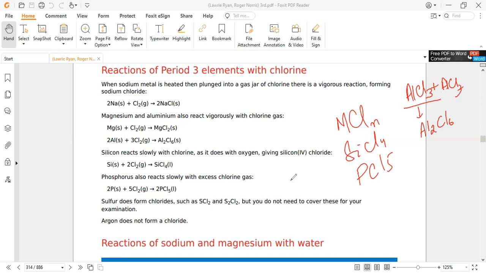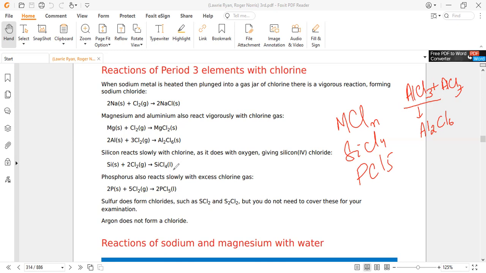The chlorides of the metals sodium, magnesium, aluminum, and also silicon are all solid at room temperature, likely a white solid. But phosphorus is a non-metal. Silicon is considered to be a non-metal, and silicon chloride is liquid at room temperature. Silicon oxide is solid.